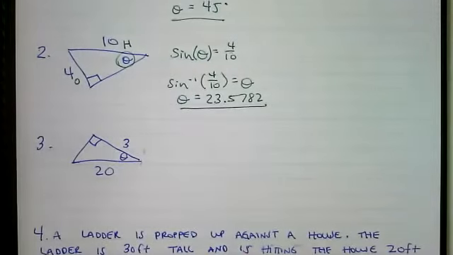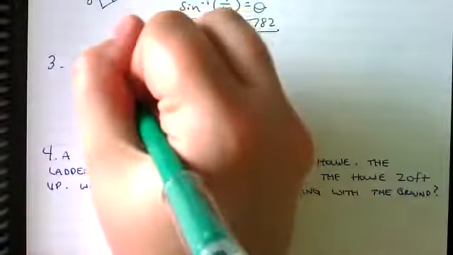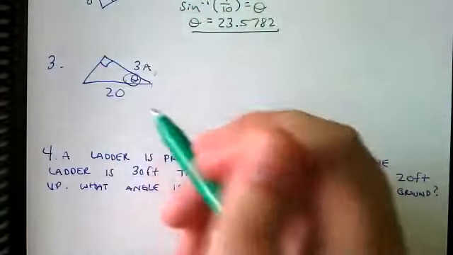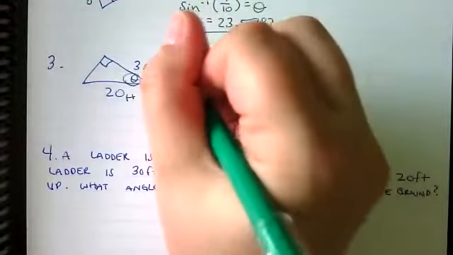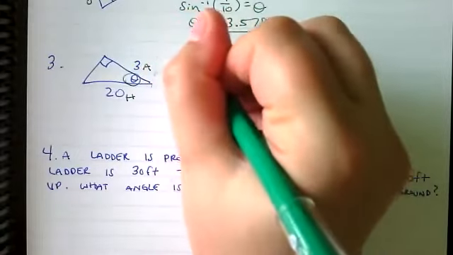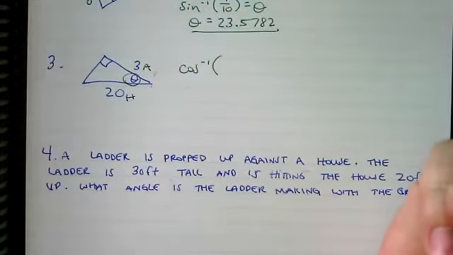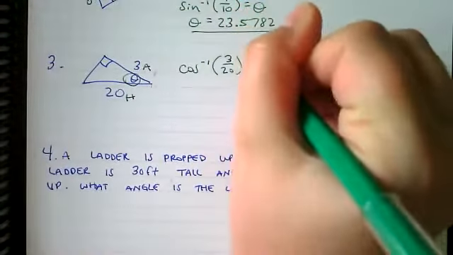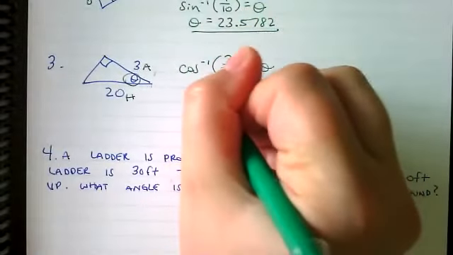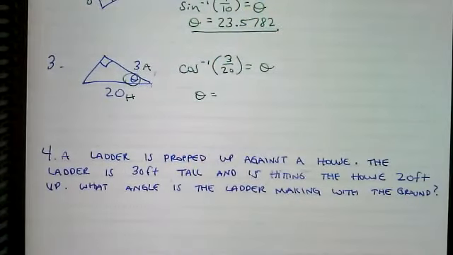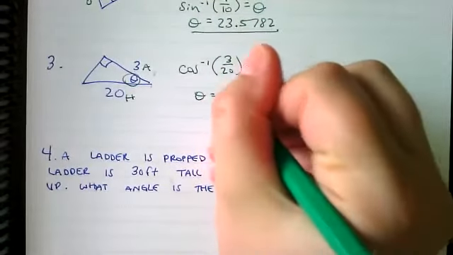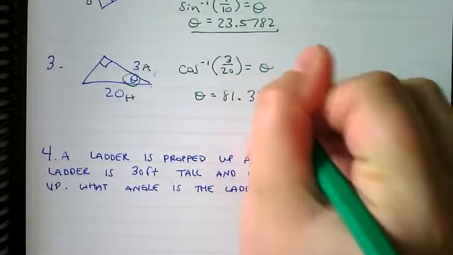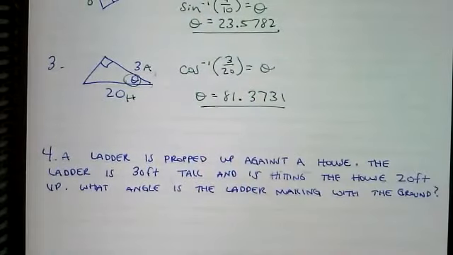Question number 3. Here's my angle. 3 is my adjacent, and then 20 is my hypotenuse. So I'm writing out cosine inverse of 3 over 20 for this question equals theta, because I'm solving for an angle, I'm skipping that first step. And remember, theta is just another way to solve for an angle. It's just a variable that we use specifically for angles. So I'm doing the inverse cosine of 3 divided by 20, and I get 81.3731. There's my angle there.